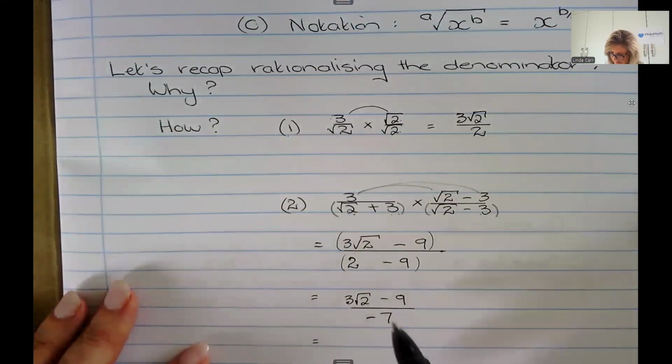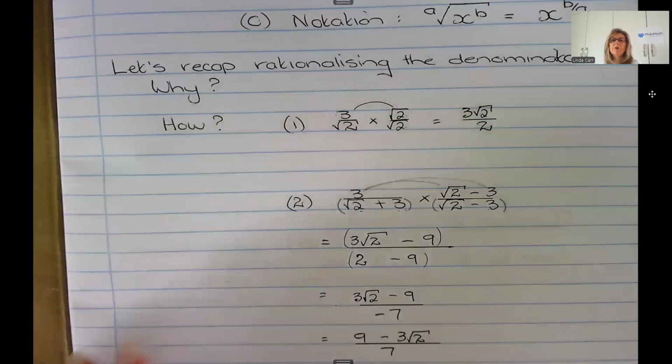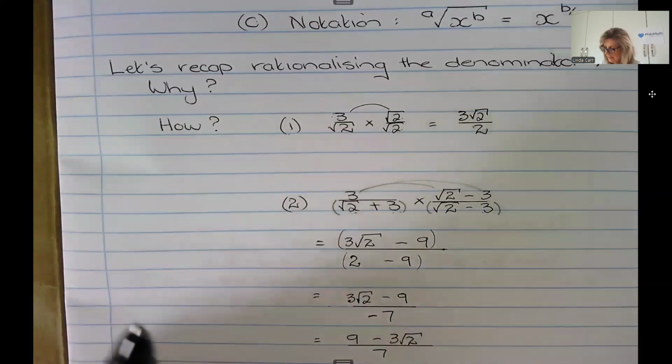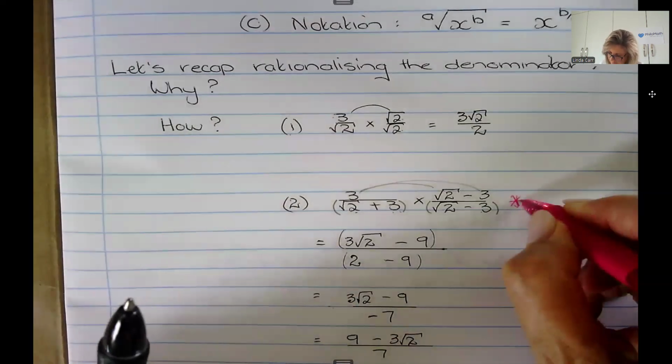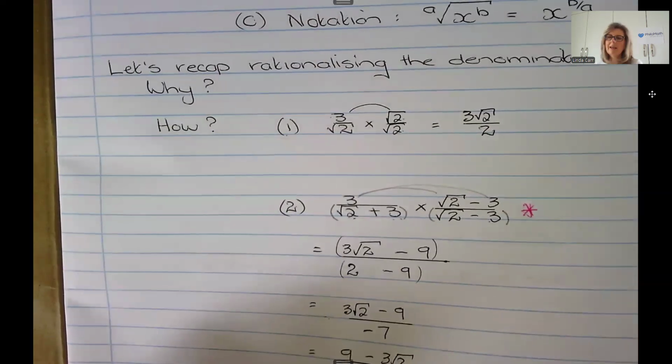If your teacher's really fussy, they might say they don't want the negative at the bottom. So you can either put the negative on the side, or you can divide through by a negative and make it 9 minus 3 root 2 over 7. I'm not so worried about the answer. I'm worried about the process, that you understand how to rationalize the denominator when you have something a little bit complex like that. So those are just your basic skills. Now let's go and look at some actual questions.